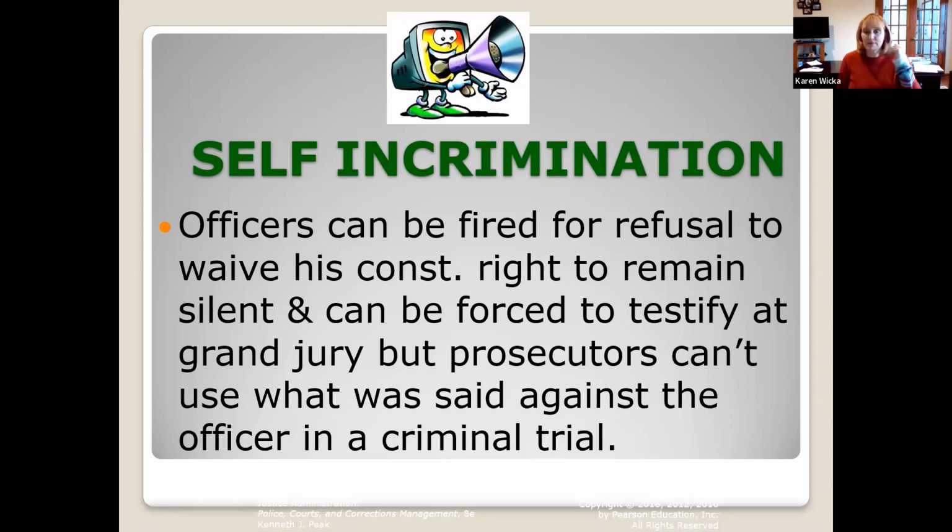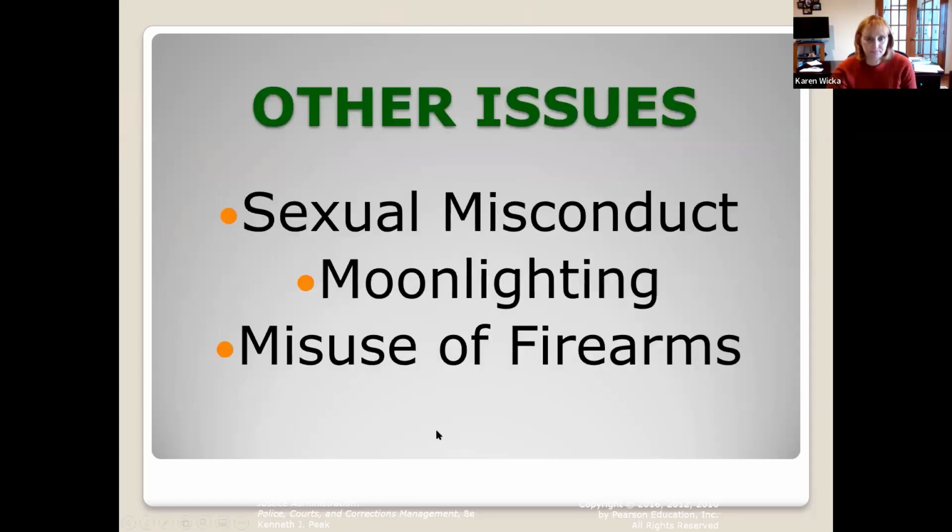We give you a lot of power, we give you a lot of discretion, so we're going to make you talk if there's an internal investigation. If you don't, you can be fired. Now, the one catch is they can make you talk, but if you say something, they can't use what you say against you for criminal charges. They'd have to use other evidence for those charges. So you have to talk, but what you say cannot be used against you.